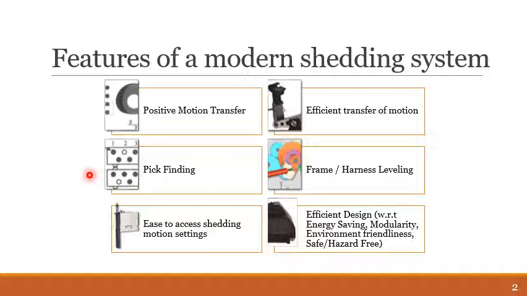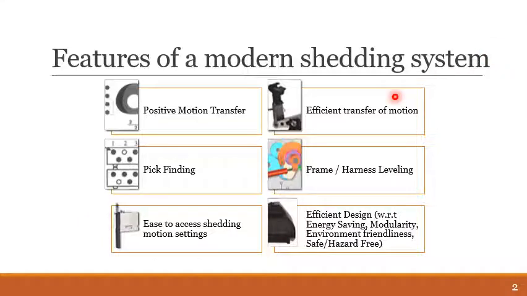The other thing is the ease. The third thing I want to talk about today is the ease of access to the different settings of the shading motion. For example, how easily is it possible to access the frame height and shed angle and other features? If it is more difficult, the shading system may not be that good. A good shading system must provide ease, so that changes are easily possible and requirements from the shading motion can be applied easily.